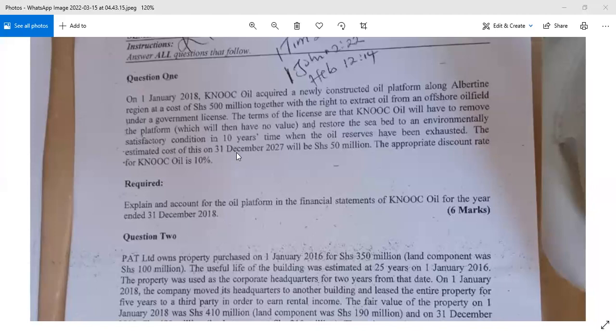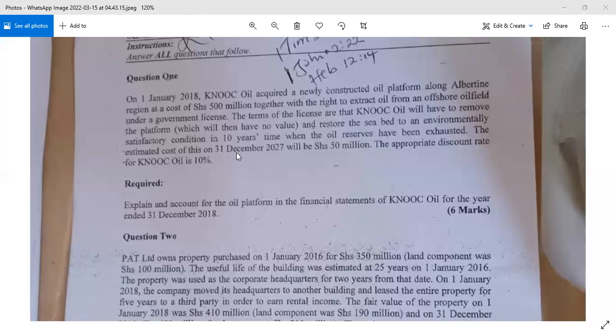on 31st December 2027 will be 50 million. This is 10 years later. From 1st January 2018, when you add 10 years to it, you get 1st January 2028, which is the same as 31st December 2027, really. So it's 50 million. Then they're saying that the appropriate discount rate for this company is 10%.